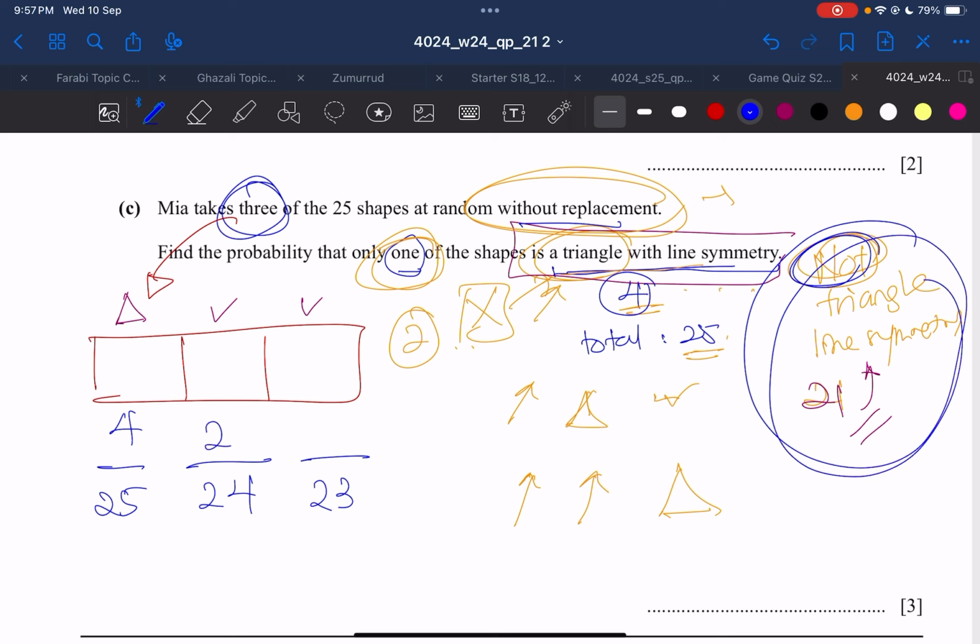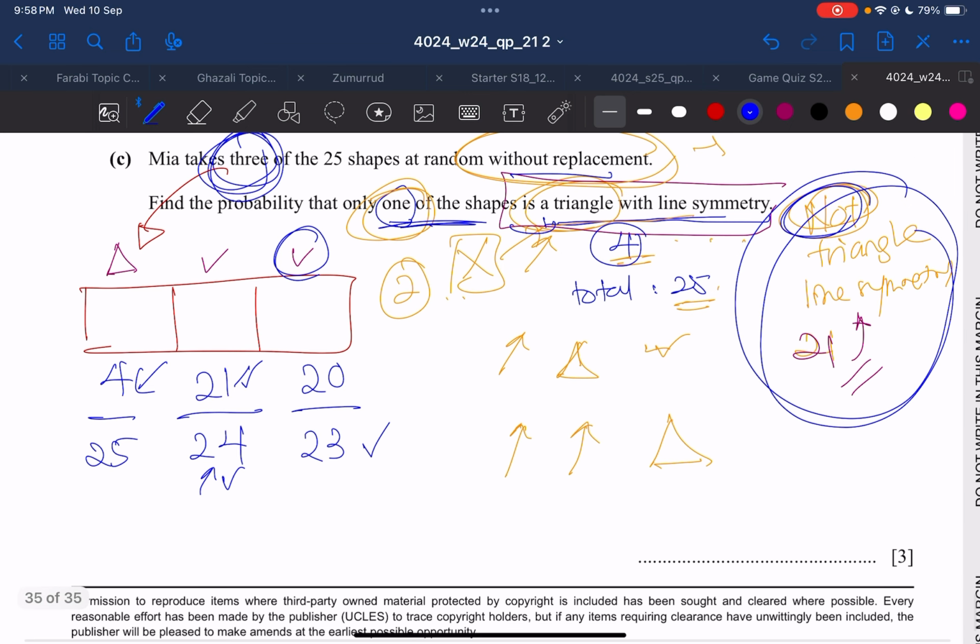And then for the numerator, if it is not a triangle of symmetry, we already discussed that it is automatically 21, because what was removed was not one of those. The first part was the triangle 4, so the not-triangle-symmetry ones are untouched, and we still have 21. Then for the next one, which is again not a triangle with line of symmetry, since one has been taken out, it becomes 20. Again, the denominator loses 1 because of no replacement. That's 3 with one shape being the triangle.